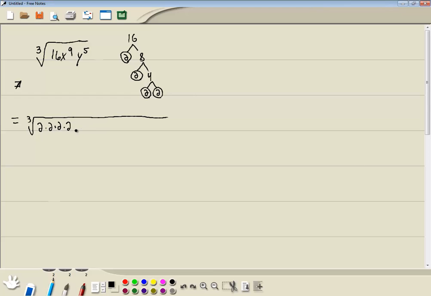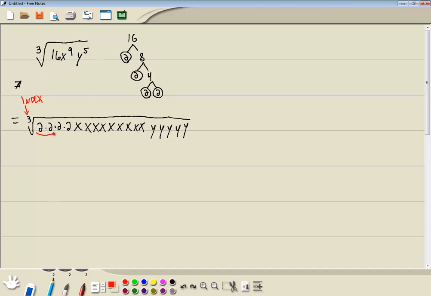Now x to the ninth, that means we got 9 x's, and 5 y's means we got 5 y's. Let me add those. 3, 6, 9. Okay, now our index is 3. Index is whatever number's in the slot right here, and that tells us how many sets we're looking for. Specifically, we're looking for a set of 3 of something.